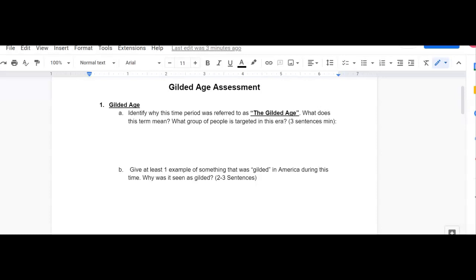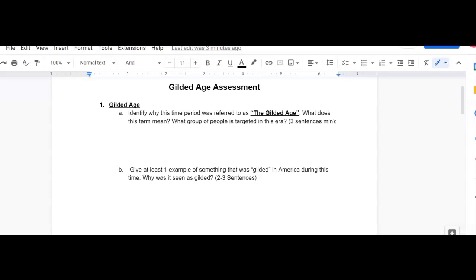The first question is all about the Gilded Age, and it has two parts. The first says, identify why this time period was referred to as the Gilded Age. What does this term mean? What group of people is targeted in this era? Feel free to pause and then hit play when you're ready for the next question.